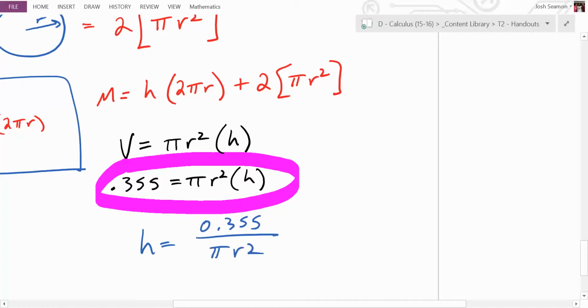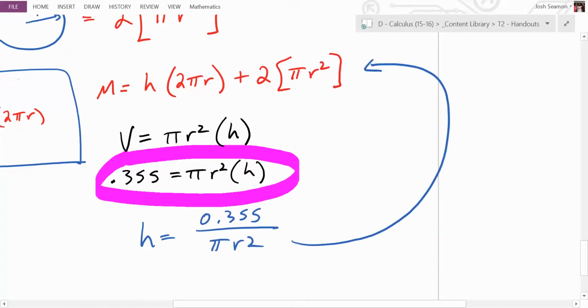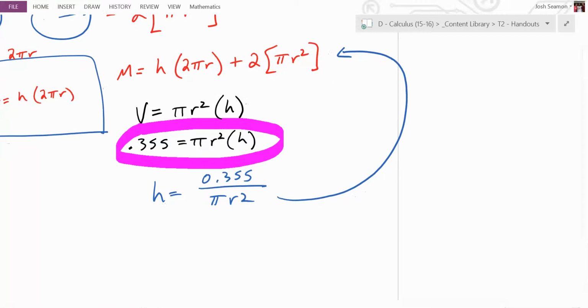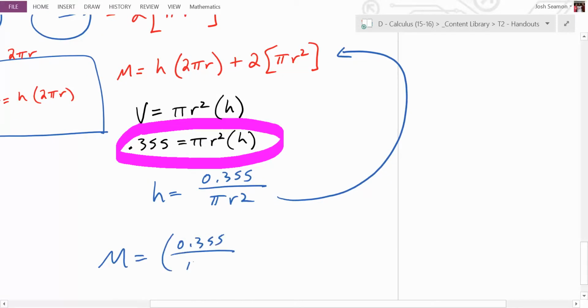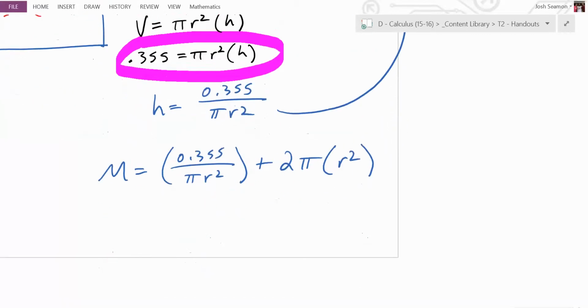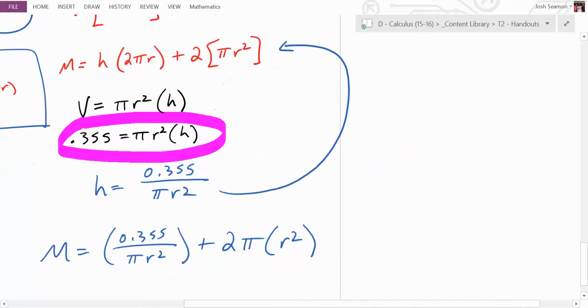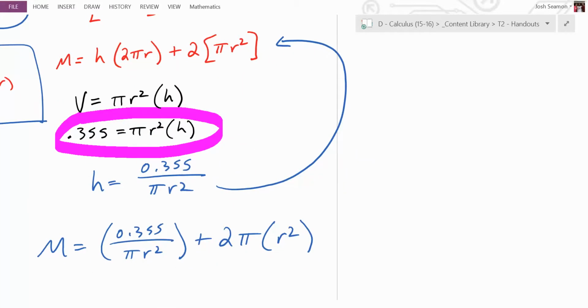And then where can we plug that in? Back into the other one, and now we have M equals 0.355 over pi r squared plus 2 pi r squared. Wait, what just happened? We know this is the volume of a cylinder, right? We know the volume has to be equal to this. So what did we solve for? We divided that over to the other side. So H is this. I then took this, put it into here.